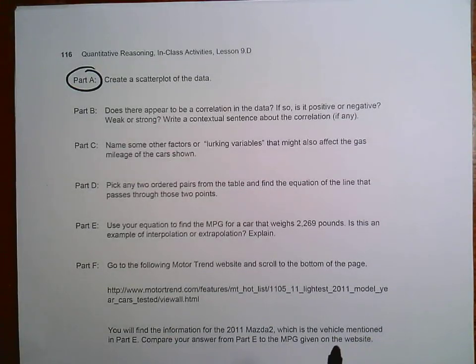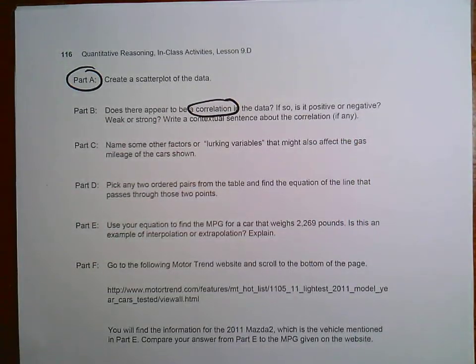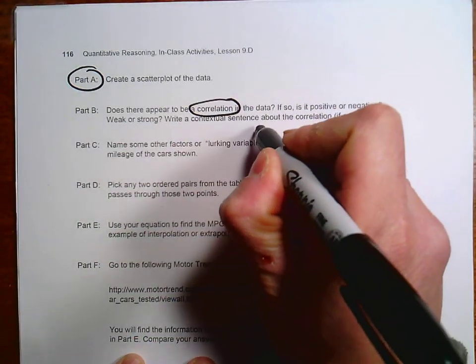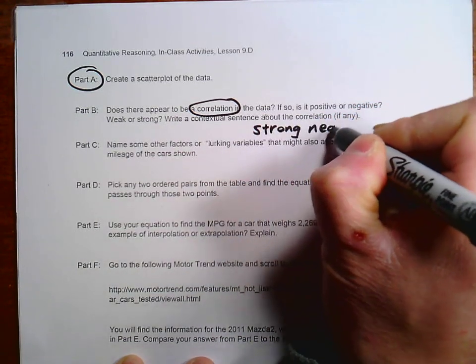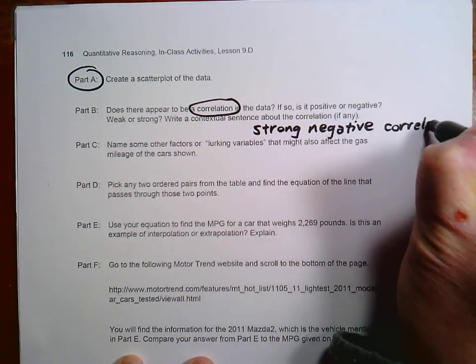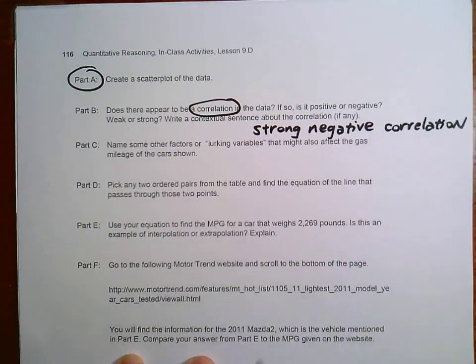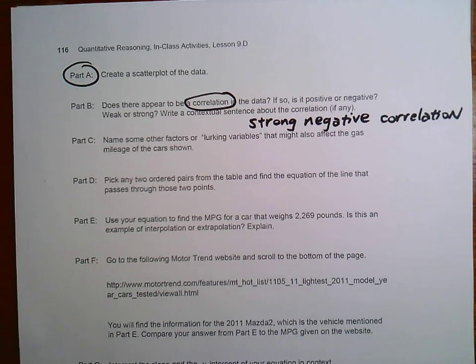So I'll hold that. We might come back to it. So part B, does there appear to be a correlation in the data? This one here we would say definitely, right? So strong, probably say strong negative correlation. Right, so I already mentioned that on the last frame. That's because as the weight goes up, the fuel efficiency drops, right? So you're seeing that change in the variables.